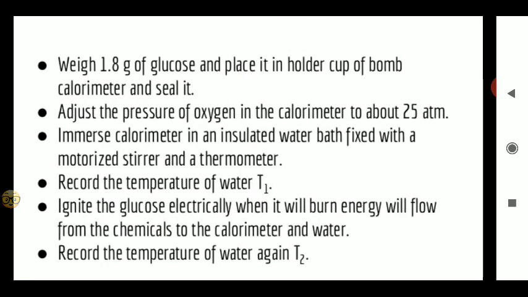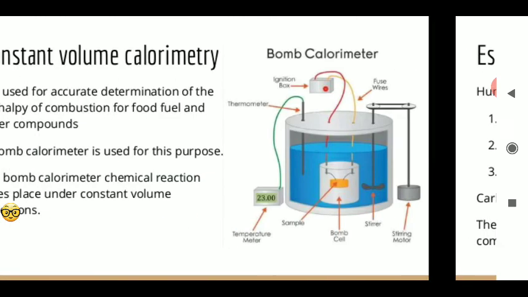Weigh 1.8 gram of glucose, place it in the holder cup of the bomb calorimeter and seal it. What will you do? For the estimation of energy, we take approximately 1.8 gram of glucose and place it inside the cup of the calorimeter. Adjust the pressure of the oxygen inside the calorimeter to about 25 atm. Immerse the calorimeter in the insulated water bath and fix it.